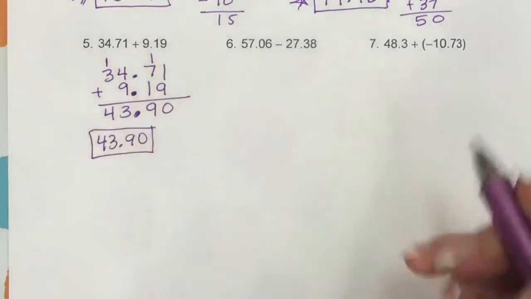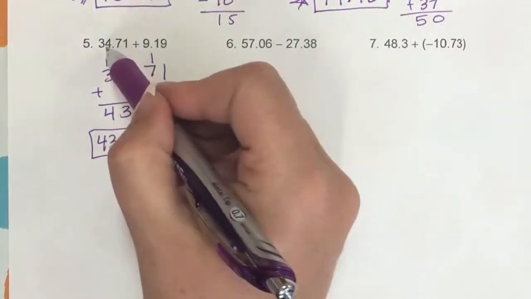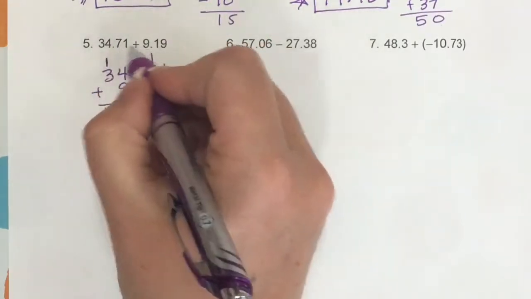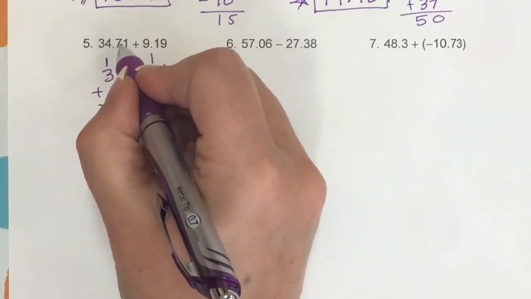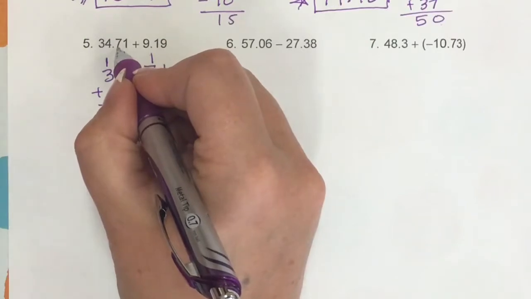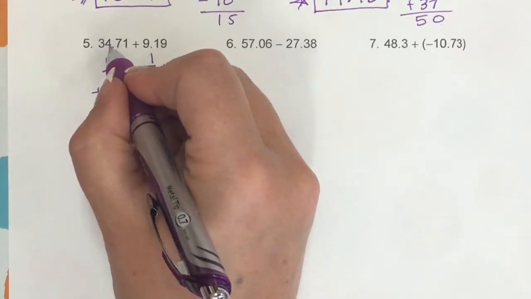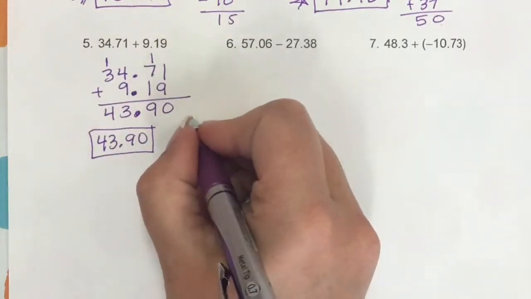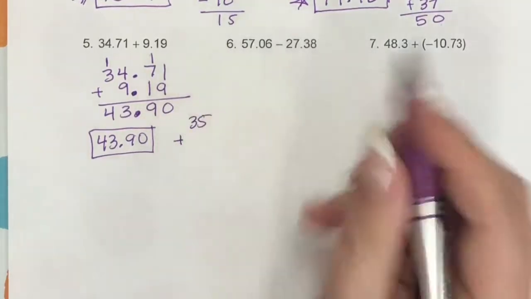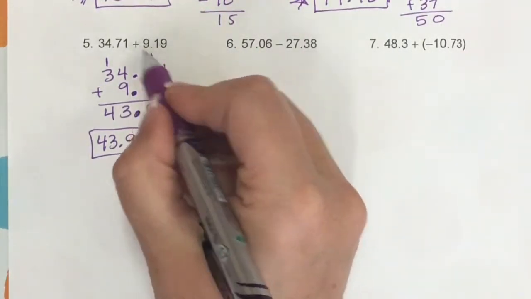Now let's go ahead and estimate to check. So I'm going to round this to the nearest 1. We have 34.7. This 7 has to be a 5 or above, and it is, so it's going to round that 4 up to a 5. So it's going to be 35 plus, we look at the 9, rounded to the nearest 1.